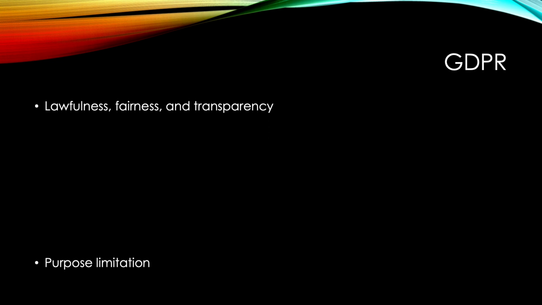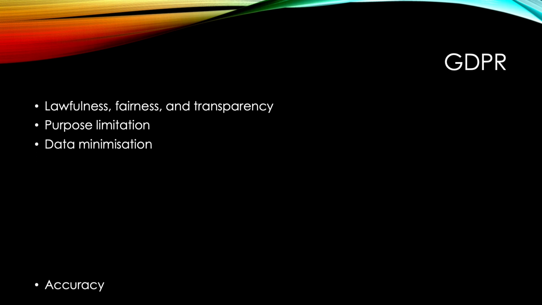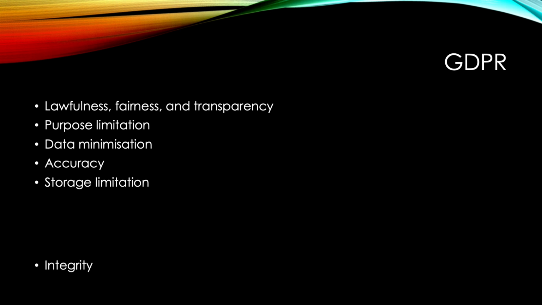Purpose limitation. Data must be collected for a specific legitimate purpose. Data minimization. Only necessary data should be processed. Accuracy. Organizations must keep data accurate and up to date. Storage limitation. Data shouldn't be kept longer than necessary or legally required. Integrity and confidentiality. Data must be protected against unauthorized access or breaches. Accountability. Organizations must be able to demonstrate compliance with all these principles.